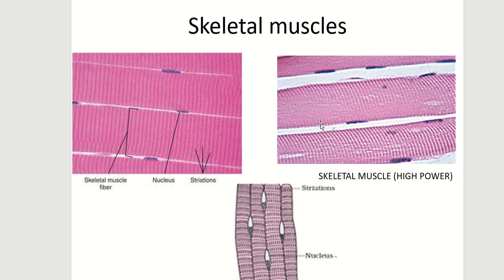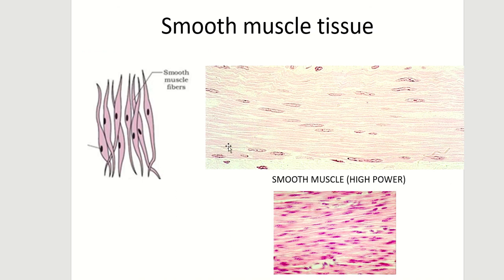Let us see what these striations are. What are these striations? How do they look? They look like these lines. Here we are seeing the skeletal muscle under high magnification. You can see these lines. These lines are the striations. This is your smooth muscle, and here you can see the smooth muscle under high magnification. You can see that at the edges these cells are pointed, so they form the fusiform shape.